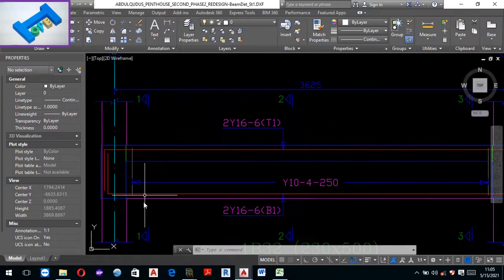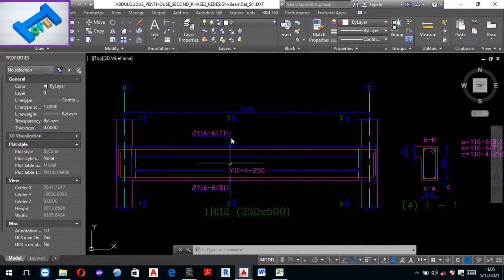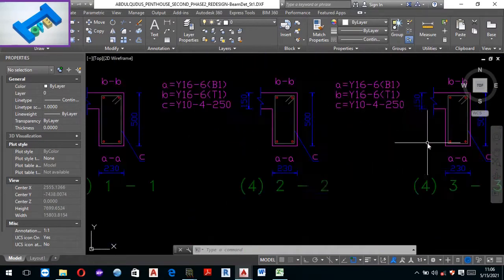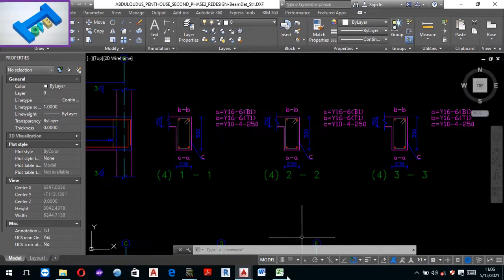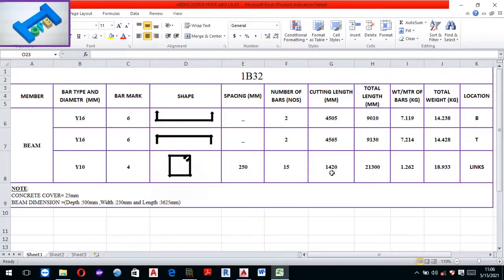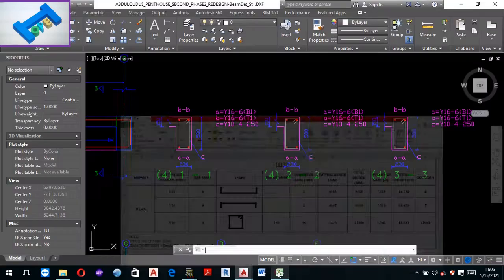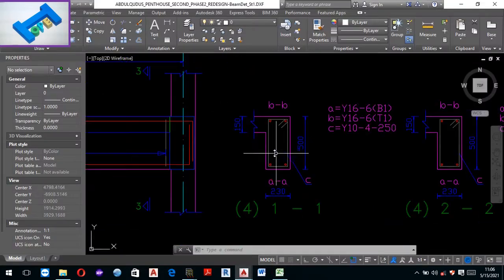The stirrup has 3 sections: section 1 to 1, 2 to 2, and 3 to 3. Here are the sections. Now the length has 1420 millimeters as a cutting length for one unit, and now we have to get the number of bars. It is not specified in the detailed drawing that it has 15 bars, and here we have to get that through the section.